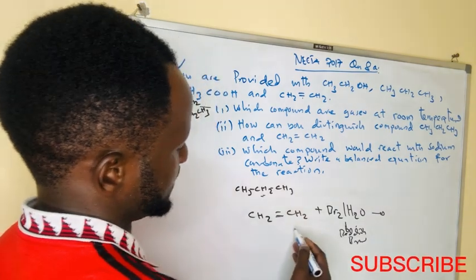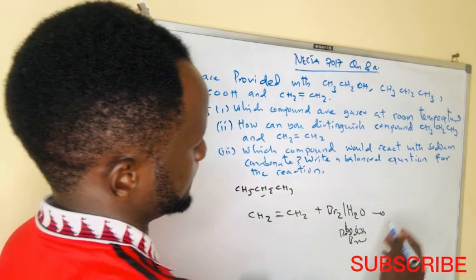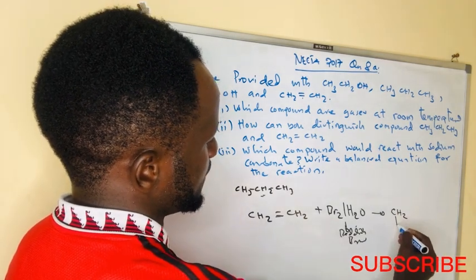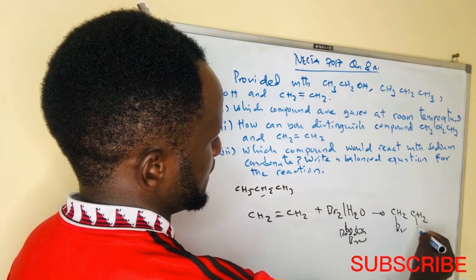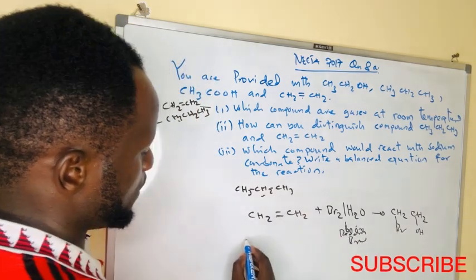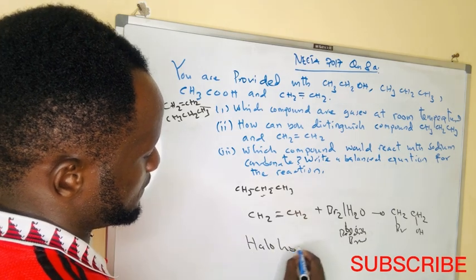Hapa ina haja hata consider Markovnikov's rule kwa sababu hii ni symmetrical alkene. Kwa hiyo naandika tu kawaida CH2, hapo naweka bromine, CH2 utaweka OH group. So I said the product is called halohydrin. Halohydrin.